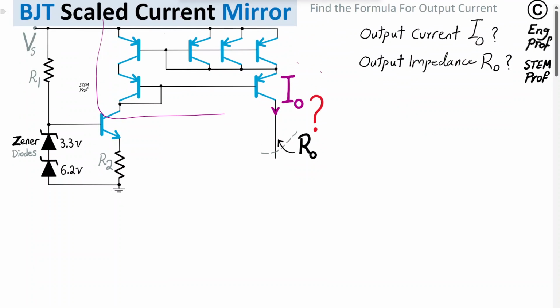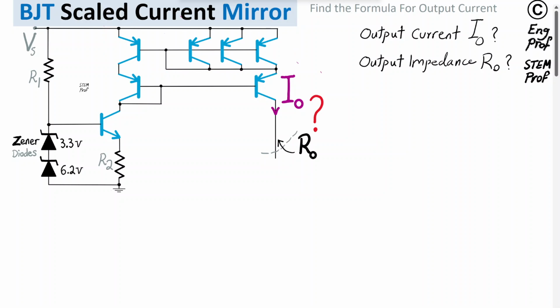So with that in mind, we make the assumption that these PNP transistors benefit from the same junction properties. So they have the same junction temperature and also especially the same saturation current IS, especially for these ones that are mirroring each other.